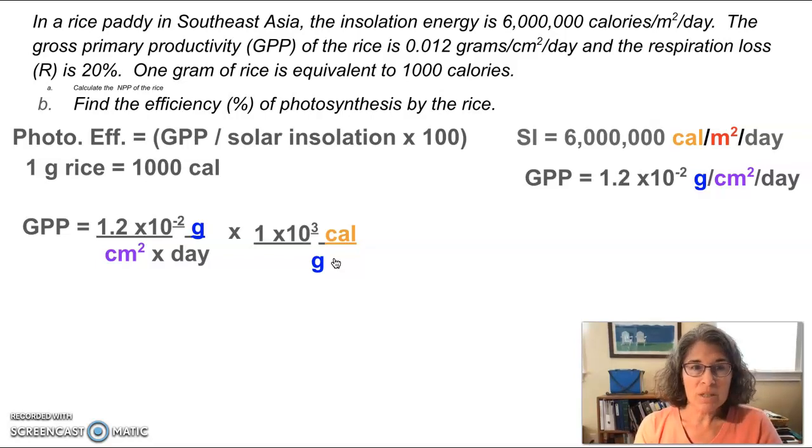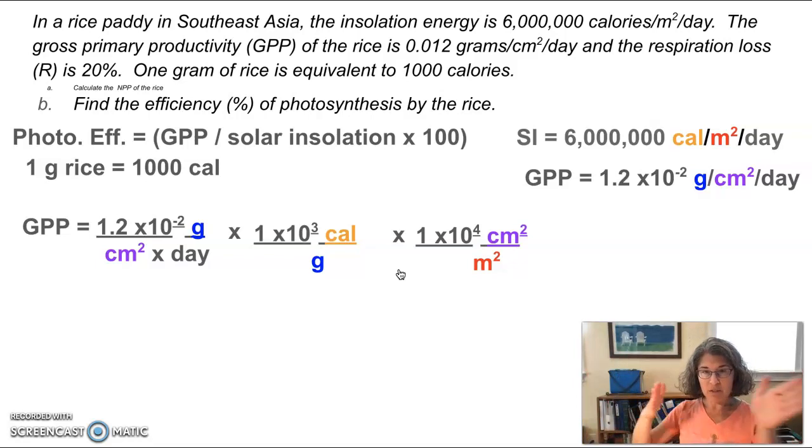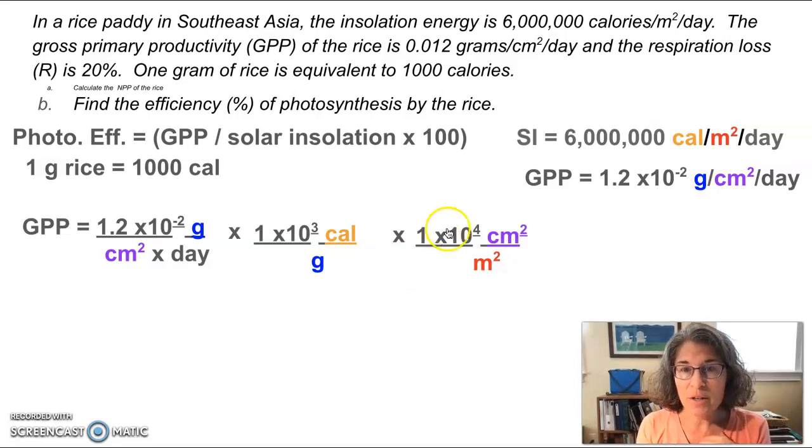I'm not done though, because I still want to convert these centimeter squared into meter squared. So I still have another step with my dimensional analysis. The next thing I'm going to do is set up a conversion factor that will allow me to convert from centimeters squared per day into meter squared. Now remember, a centimeter squared is a tiny little measurement, a centimeter by a centimeter. And you need to know that there are 100 centimeters in every meter. So a meter squared is a meter by a meter, or 100 centimeters by 100 centimeters. So that's 100 times 100, or 10,000, or 1 times 10 to the fourth centimeters squared for every meter squared.